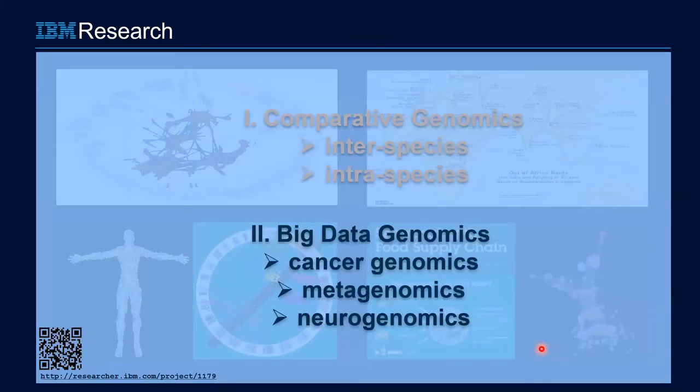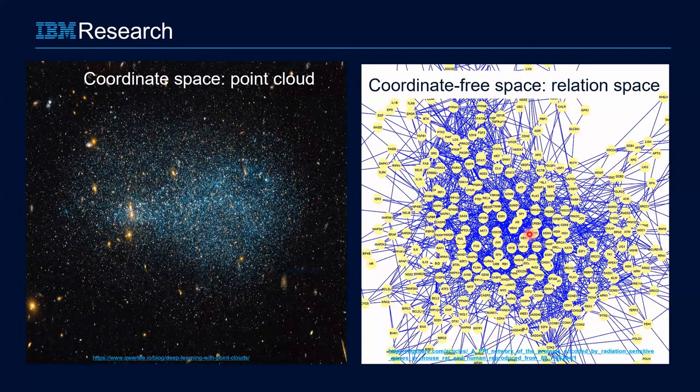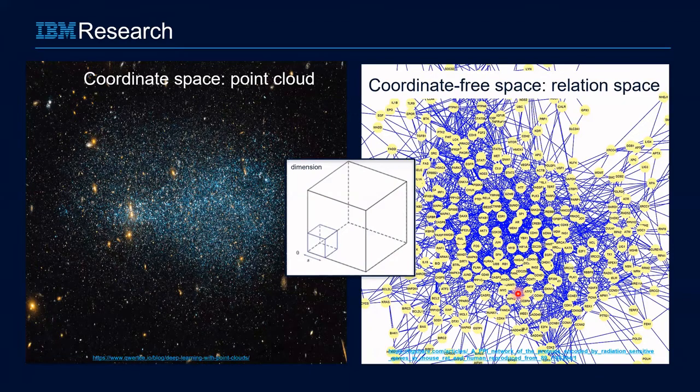Now I move to the second part of my talk, which I call big data genomics. Your data could lie on a point cloud in a coordinate space, or your data could be in a coordinate-free space, in what I call a relation space. For example, if your input data is a network, you're capturing the relation between these two nodes. So one dimension to this is, of course, the number of points, or the number of edges here, and the other dimension, which is literally the dimension, is the dimension of this space.